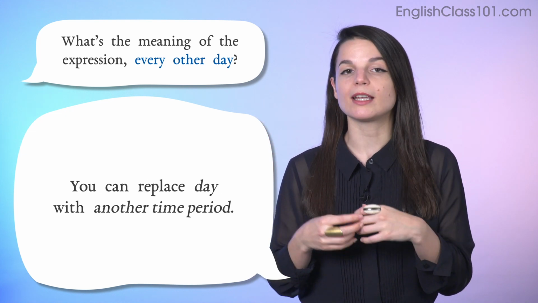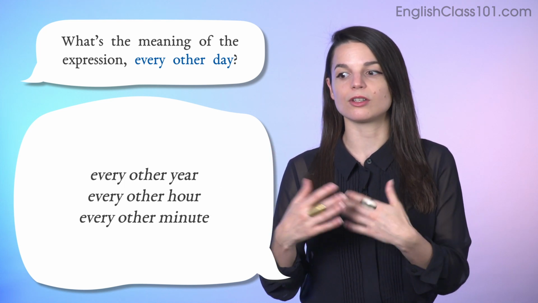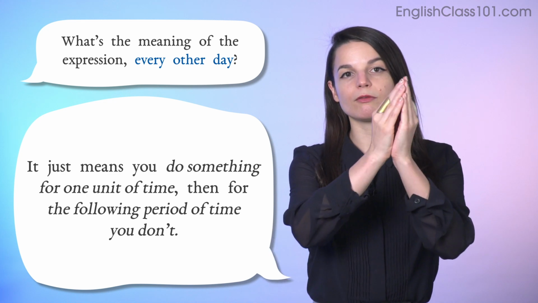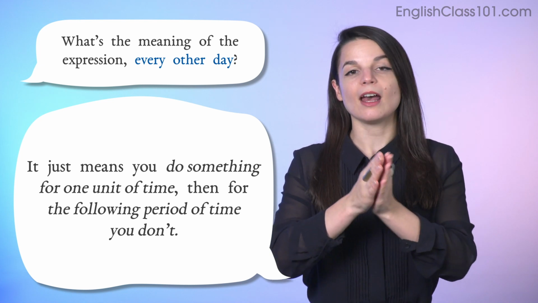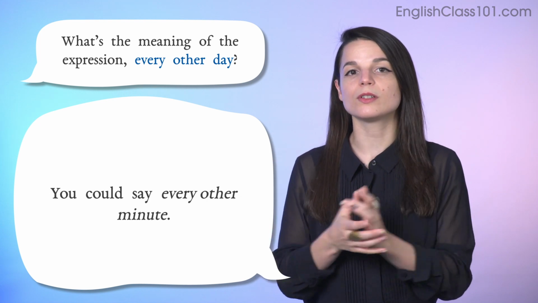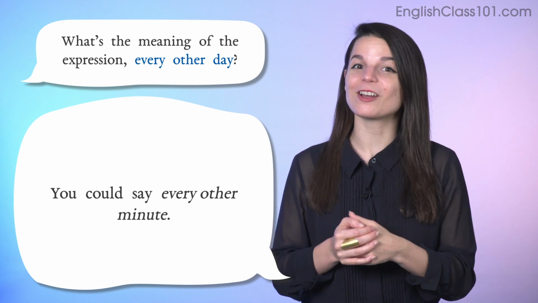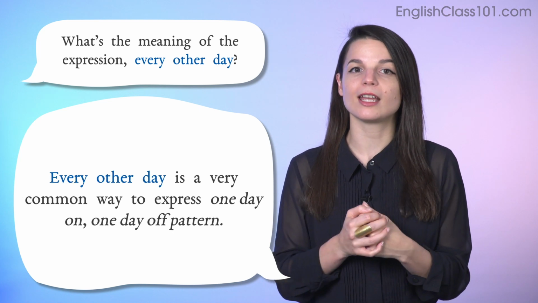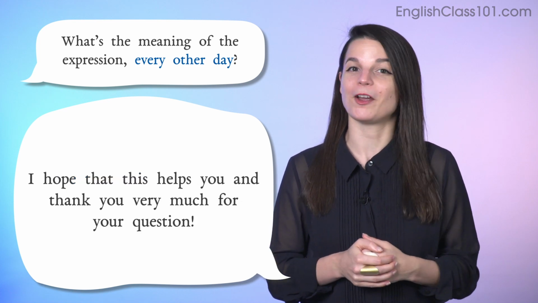So yes, you can replace day in this expression with another time period. So you could say every other year or every other hour, every other minute, whatever. It just means you do something for one unit of time, so 1 year or 1 hour or 1 minute, and then the following period of time, you do not do that thing. So yes, you could use this to express something like every other minute. I'm not sure what activity you need to talk about and use every other minute to describe it, but you could do it. So every other day is a very common way to express this one day on, one day off pattern. I hope that this helps you.